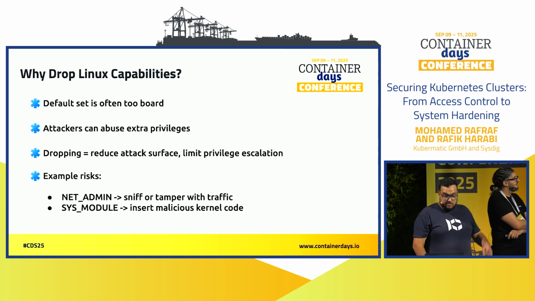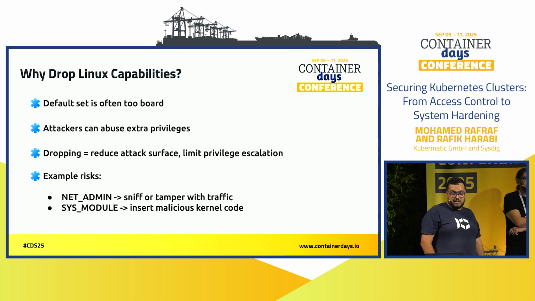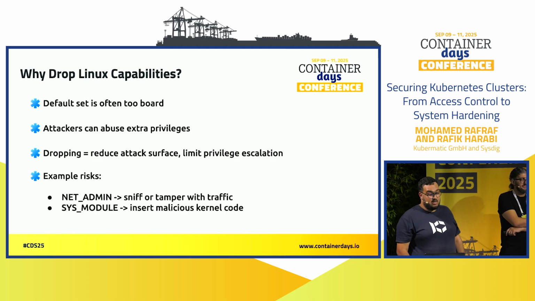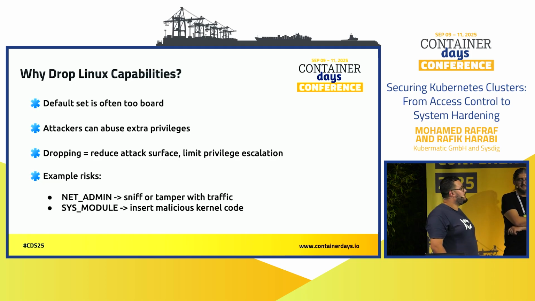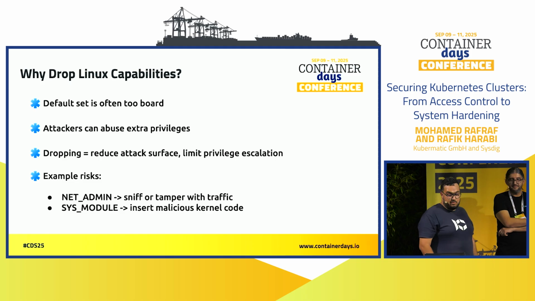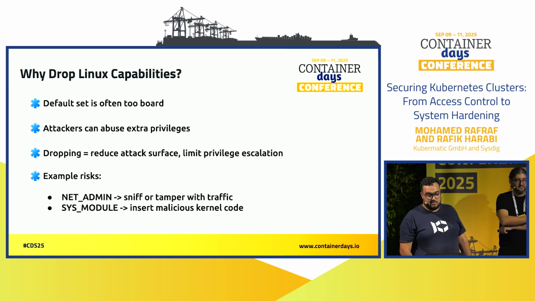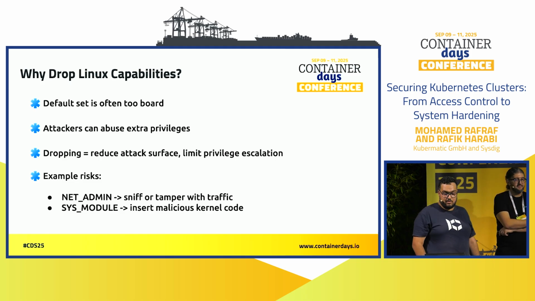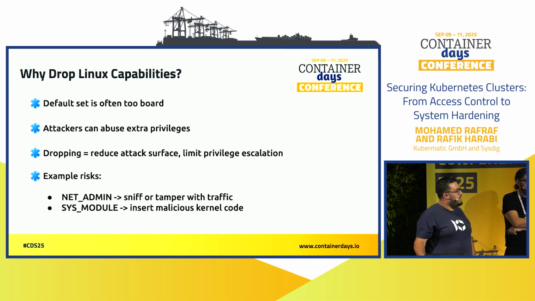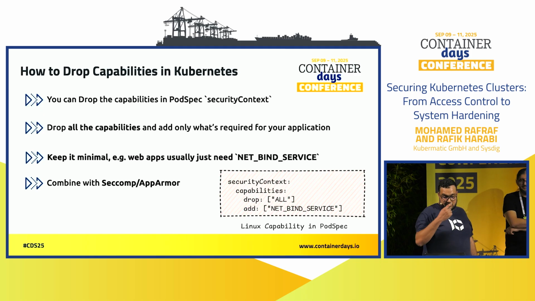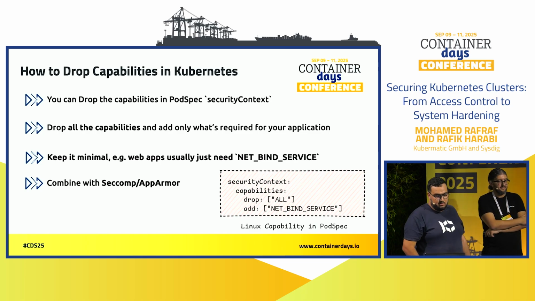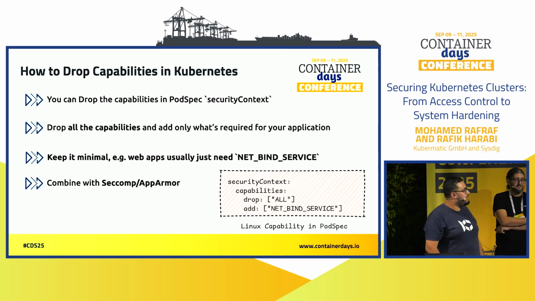Dropping them is about reducing risk. By default, containers have power they don't really need. Attackers can use this power in order to escalate quickly and do whatever they want with our system. So removing them will limit the attacker and keep him in jail without being able to do anything risky. And this is how we can drop capabilities in Kubernetes. It's recommended to drop all the capabilities by specifying ALL and start adding capabilities one by one, and it's recommended to keep it minimal.